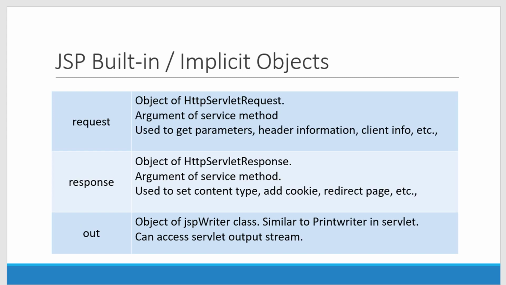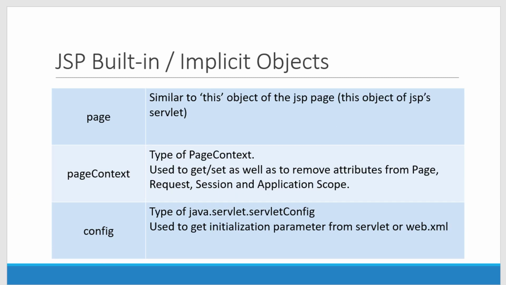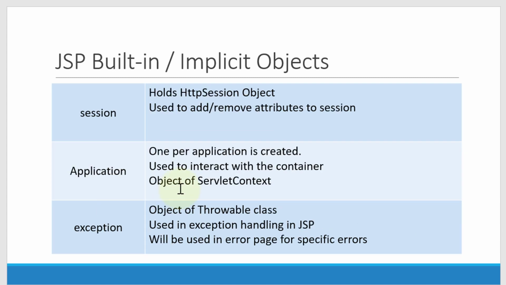Already in a few examples, we saw request, response, as well as out. In the next sessions, we will be discussing page, page context, config, session, application, and exception. So these are all the default built-in objects available as part of JSP.